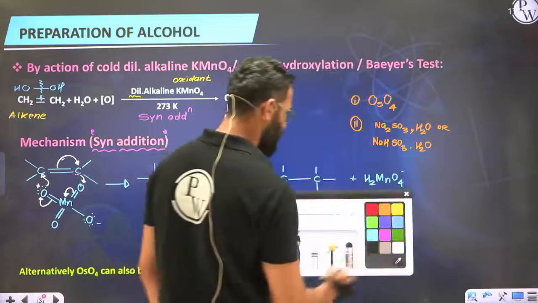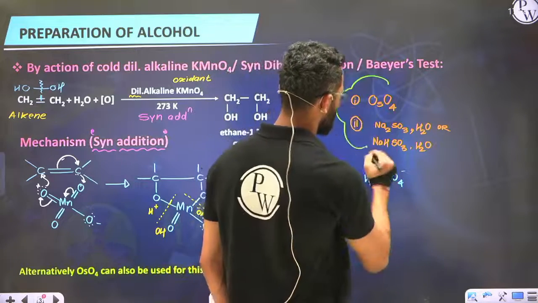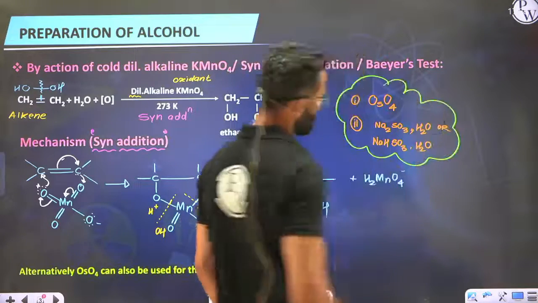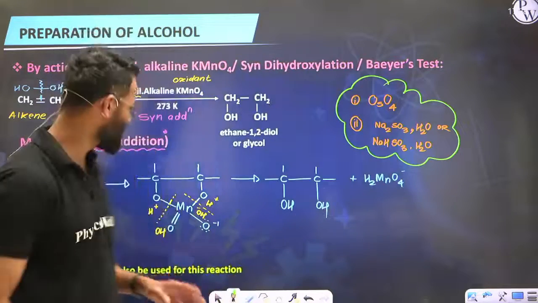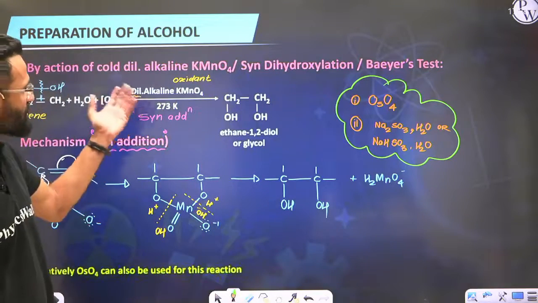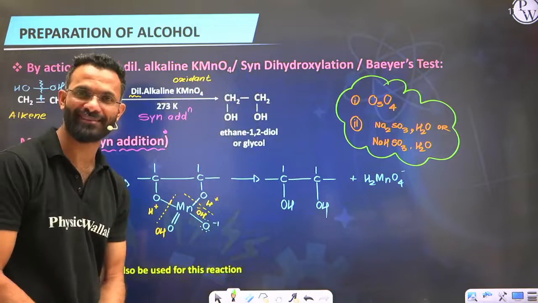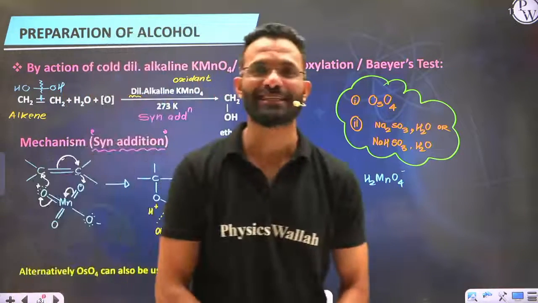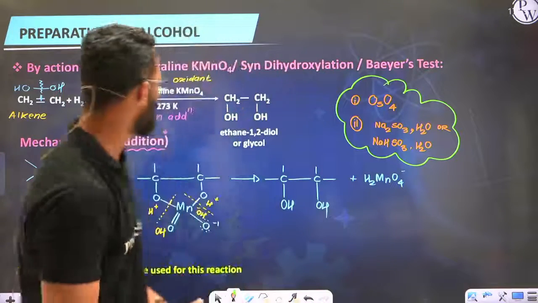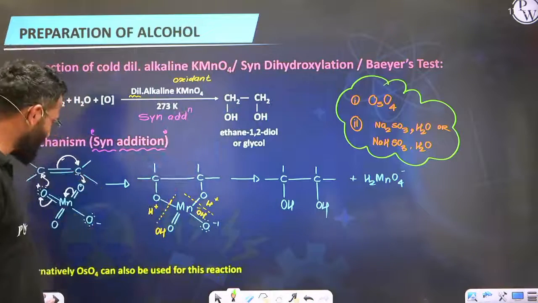So remember, alternatively, this reagent can also be given. So in any reaction, if an alkene is provided and on the arrow they mention either this or that, you're simply going to carry out syn dihydroxylation. That's going to be your product, right? Where two OHs will be on the same side. Well guys, that was about preparation of alcohol by syn dihydroxylation.